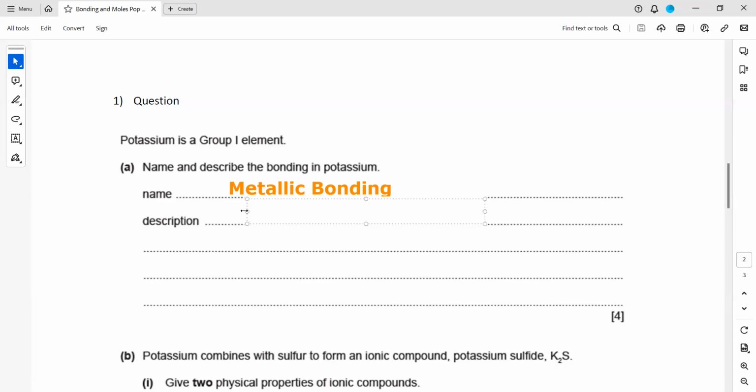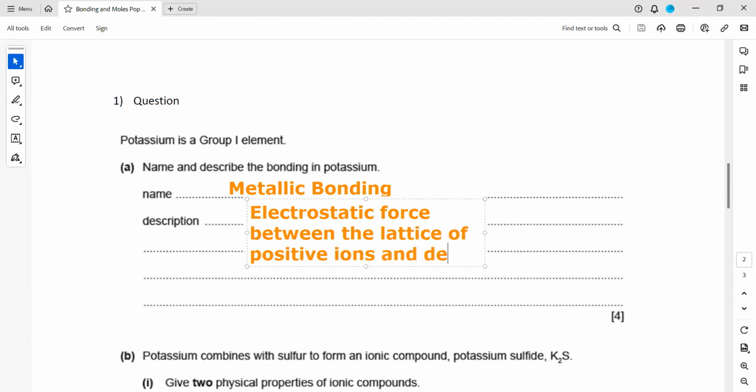Electrostatic means the force between the charges, like positive and negative charge, or negative and negative charge, or positive and positive charge. They all have electrostatic force. So the electrostatic force between the lattice of positive ions and the delocalized electrons, that is known as the metallic bond.